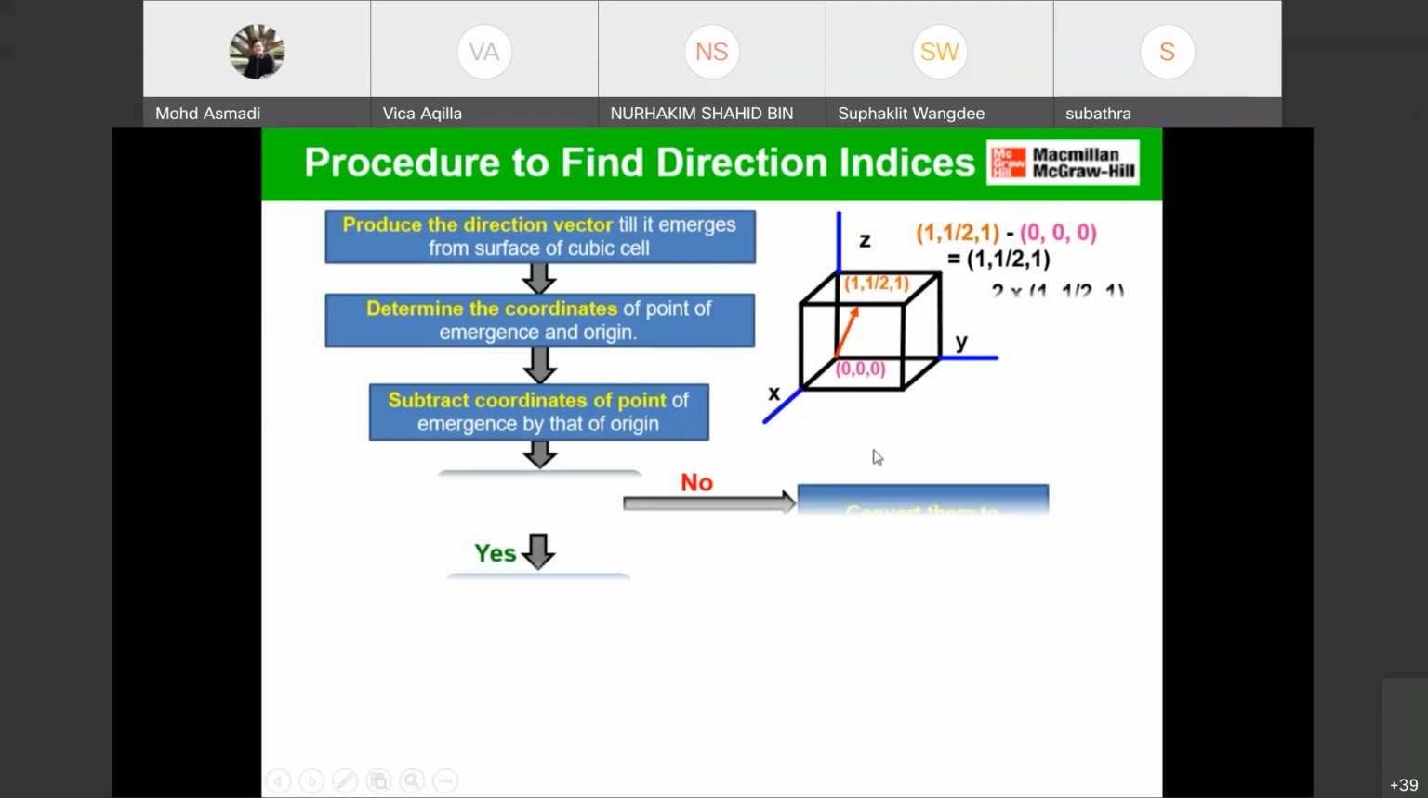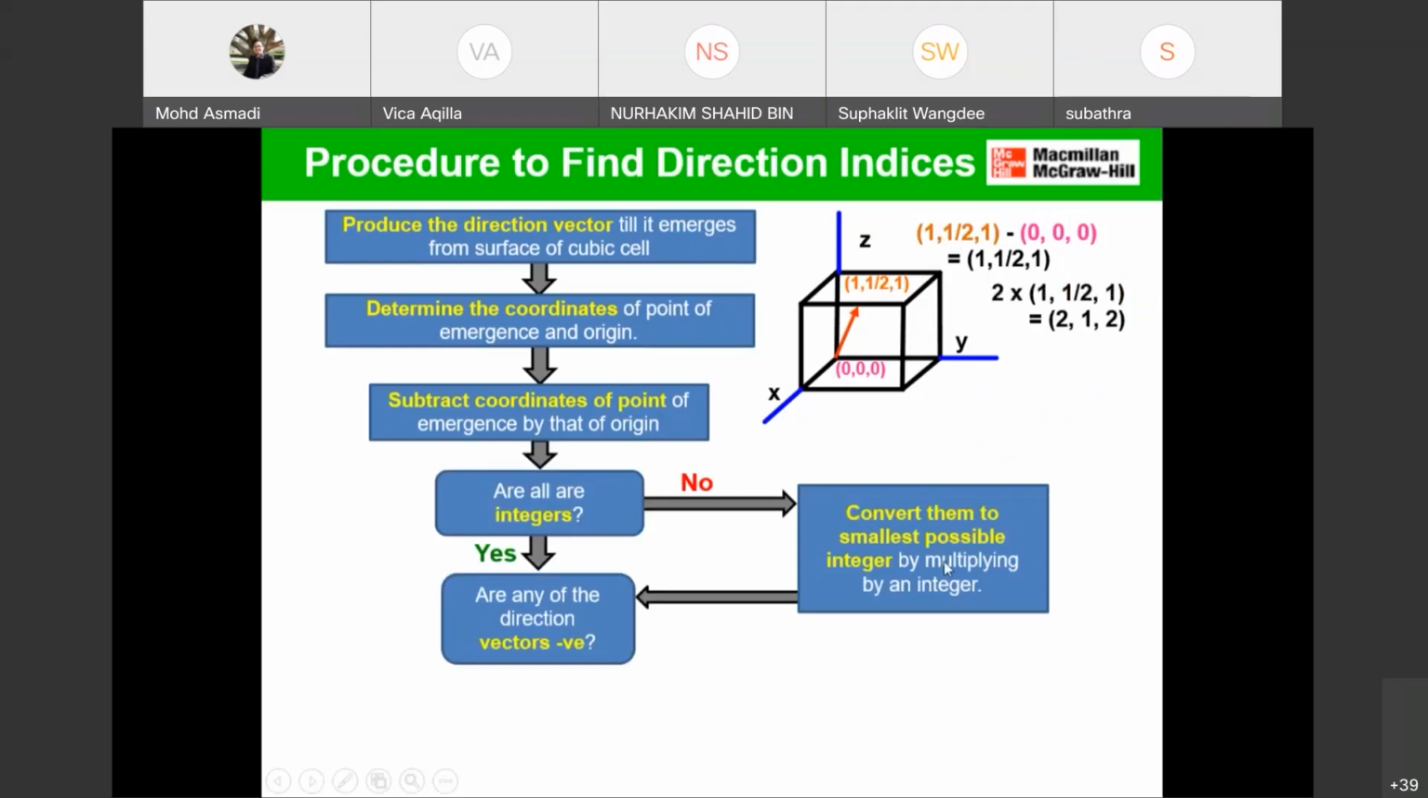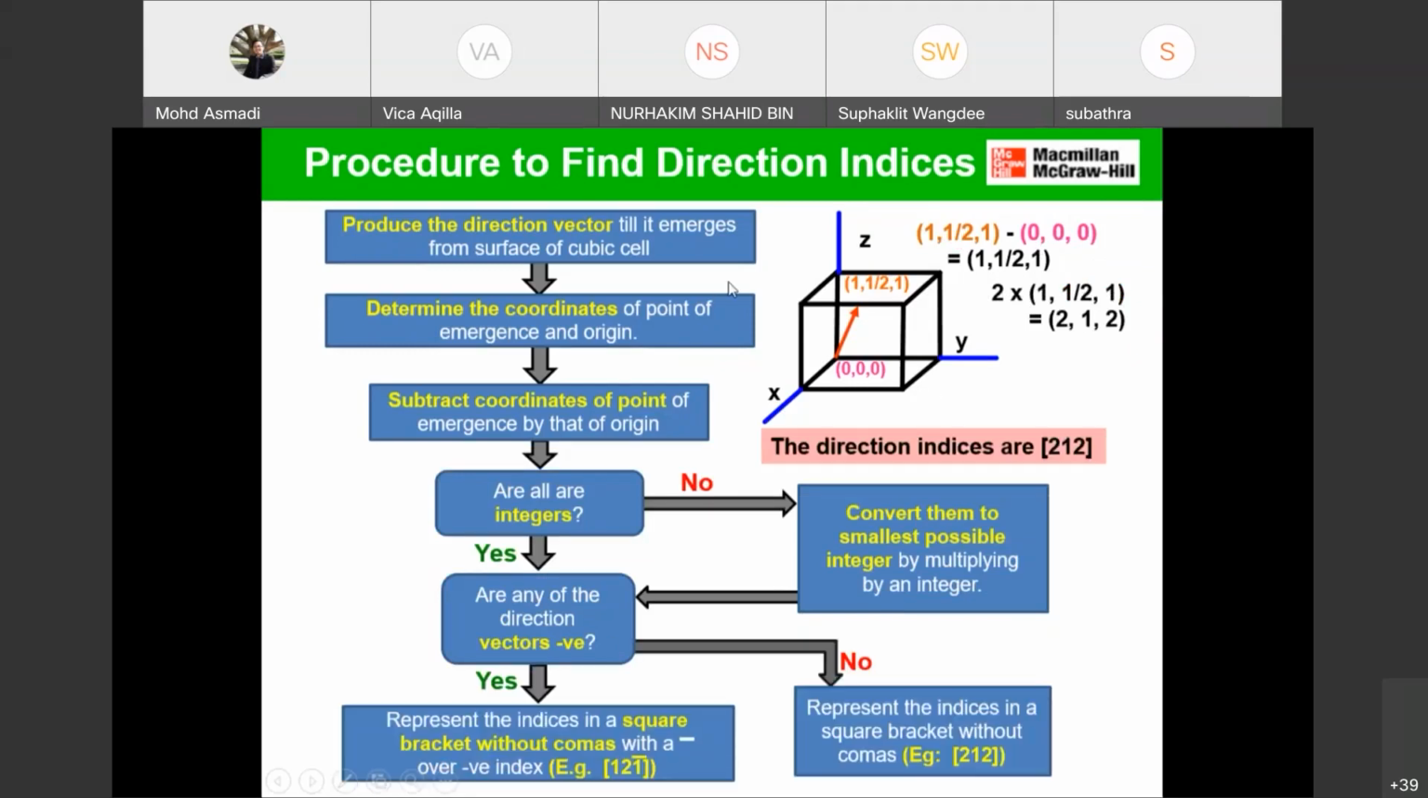Once you convert to integers, now you have to reduce to the smallest possible integers by multiplying by an integer. Here we multiply by 2. If any of the directions are negative, here all the directions are positive. For negative, you have to put a bar over the number, in square brackets without commas. This one is positive. So that is the direction indices.